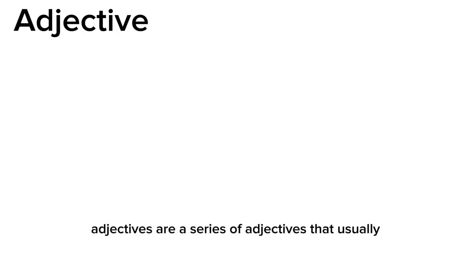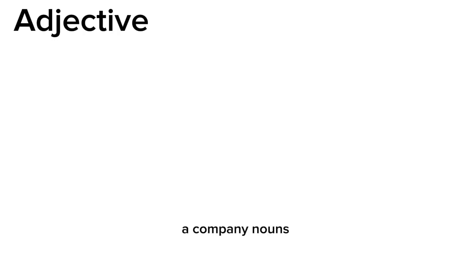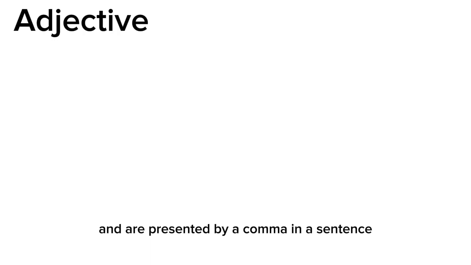Appositive adjectives are a series of adjectives that usually accompany nouns and are preceded by a comma. In a sentence, for example, Lisa is a tall girl, slim, strong, and short-haired. These appositive adjectives appear in the form of pairs of adjectives from the example above, namely tall, slim, strong, and short.